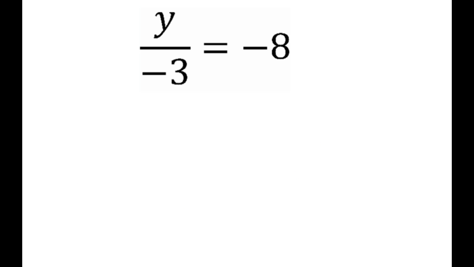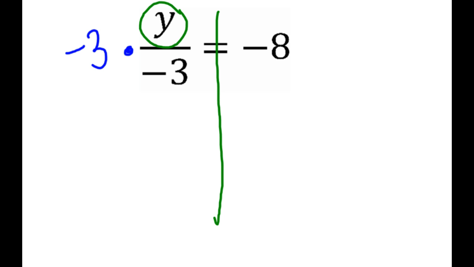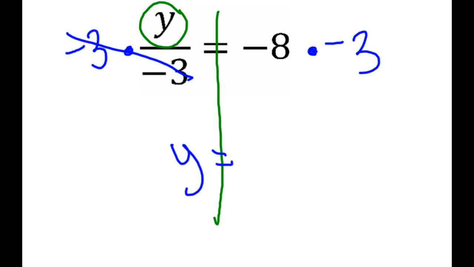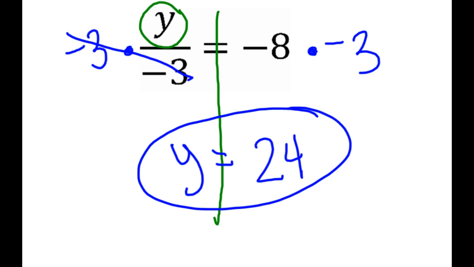Okay, here I have y divided by -3 equals -8. So I draw my line, I circle my variable. To undo that division, I'm going to multiply by -3. And what I do to one side, I must do to the other. So I multiply by -3 on the other side as well. The -3's cancel out, and I'm left with 1y equals -8 times -3 is a positive 24. You circle it, and that's my answer.